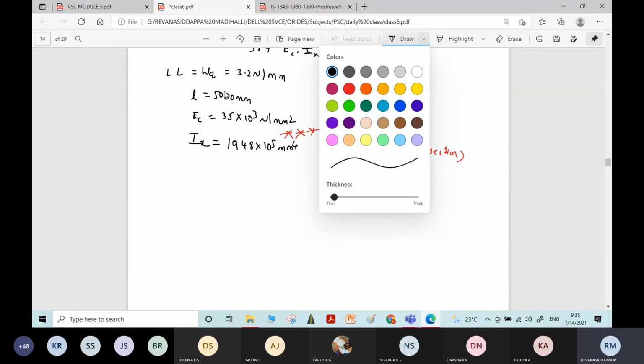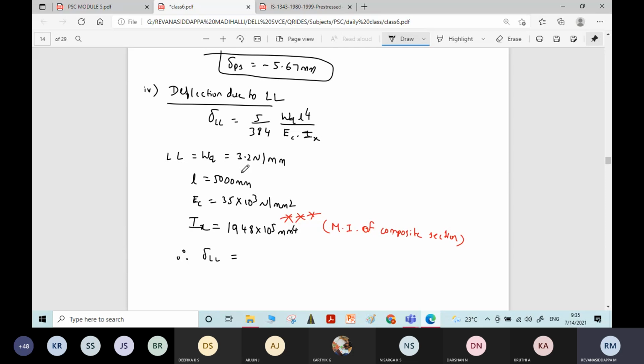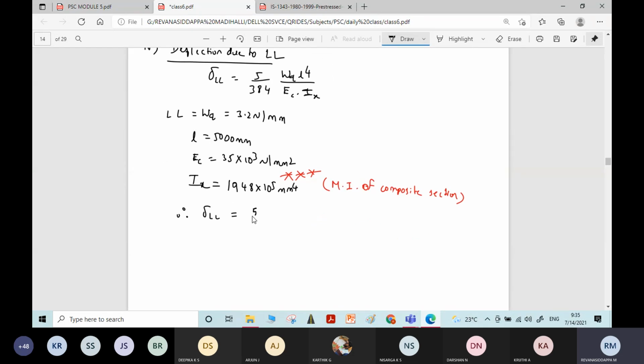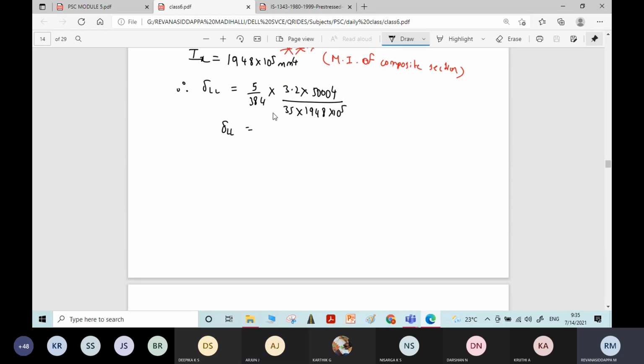Therefore, deflection due to line load is equal to 5 by 384 into WQ 3.2 into 5000 raised to 4 divided by EC, 35, into IX, 1948 into 10 power 5. Tell me the answer. 3.82 mm.